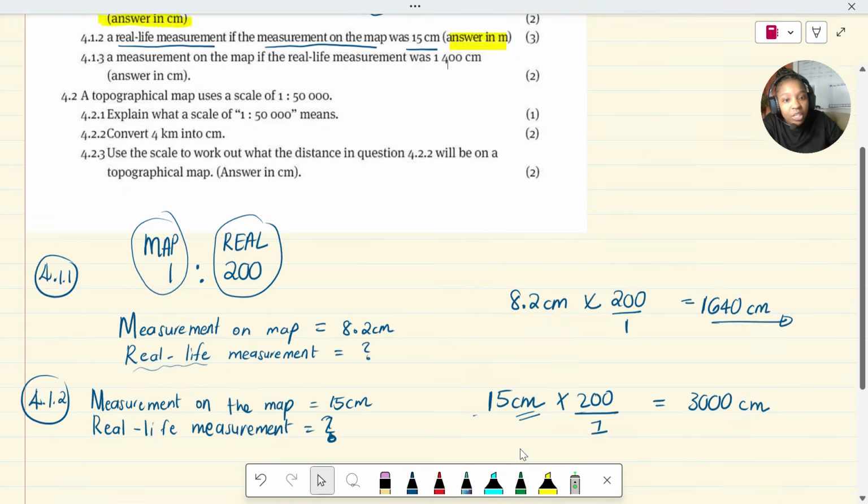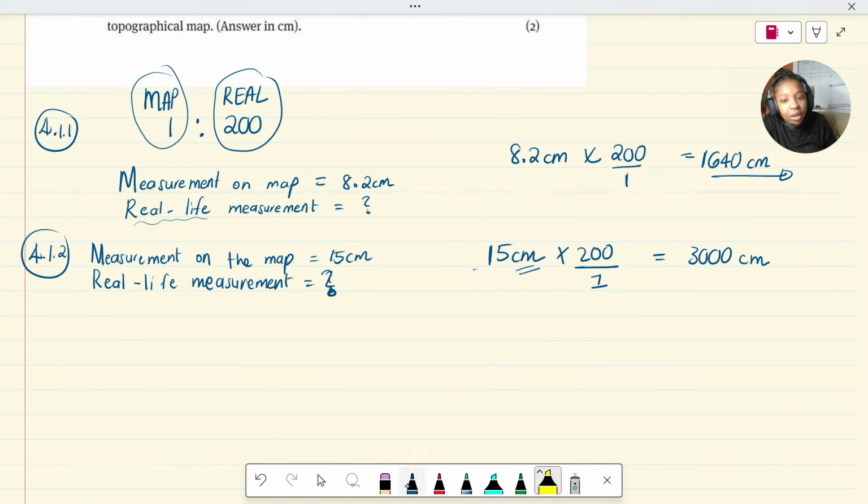So now we obviously need to take it a step further. We cannot leave it as centimeters because our answer is asking us to convert it to meters. So how do we move from centimeters to meters?